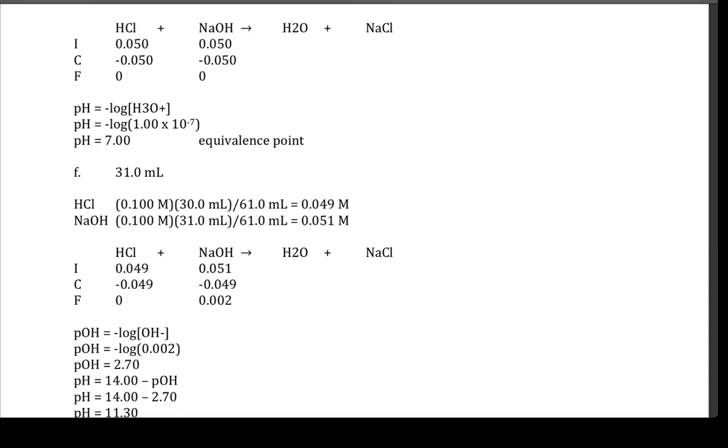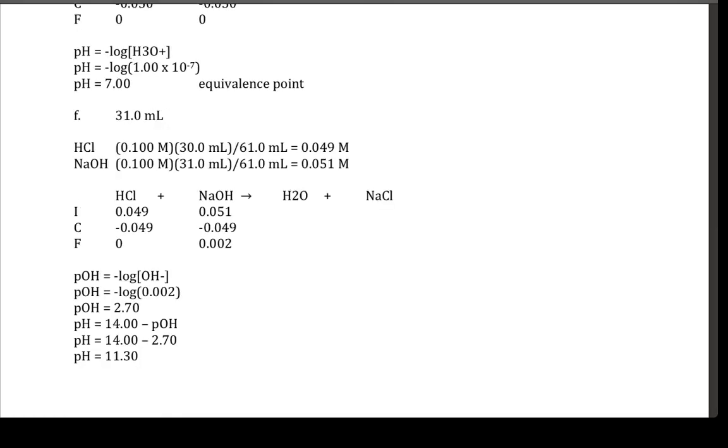Now, the pH is 7. Our next problem is to determine the pH after the addition of 31.0 mLs of NaOH. That means we've gone 1 mL beyond the equivalence point. Our solution, if phenolphthalein were there, would be that definite fuchsia pink color.